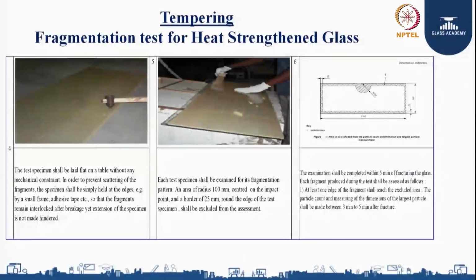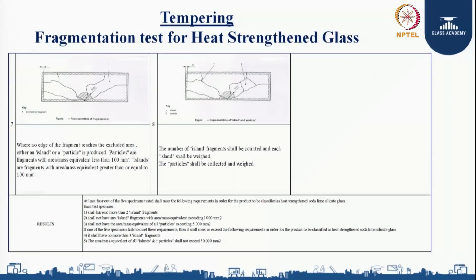Here if you see in the 6th figure, the examination shall be completed within 5 minutes of fracturing the glass. Each fragment produced during the test specimen shall be assessed as follows. At least one edge of the fragment shall reach the excluded area. The particle count and the measuring of the dimensions of the largest particle shall be made between 3 to 5 minutes after the breakage. If you see, when I impact a glass, this is how a heat strengthened glass is going to break.